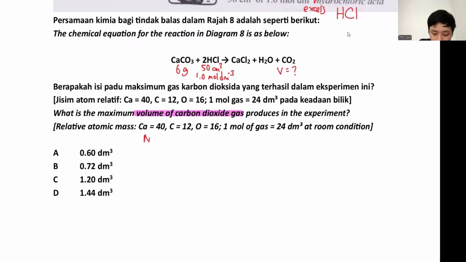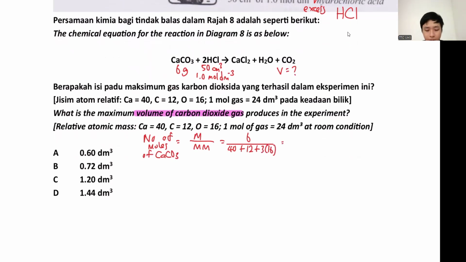For calcium carbonate, number of mole of calcium carbonate equals mass over molar mass. Mass is 6 gram. Molar mass is 1 calcium, which is 40, 1 carbon, which is 12, 3 oxygen, which is 3 times 16. You get 40 plus 12, 52, plus 48, 100. So you get 0.06 mole.